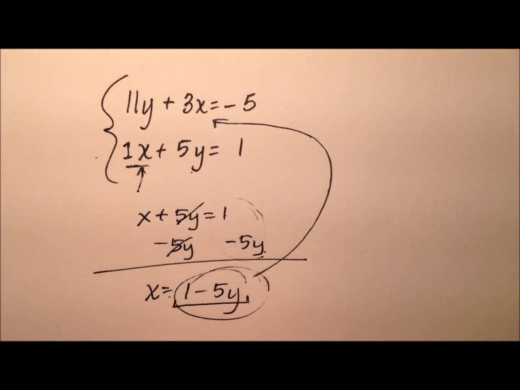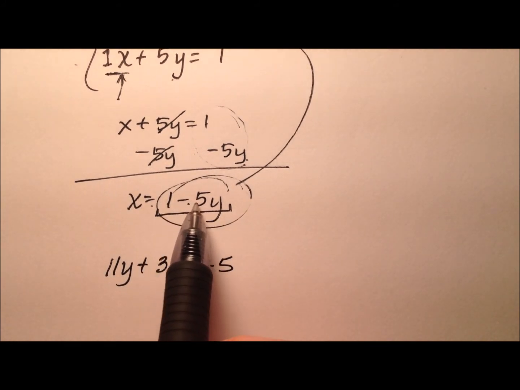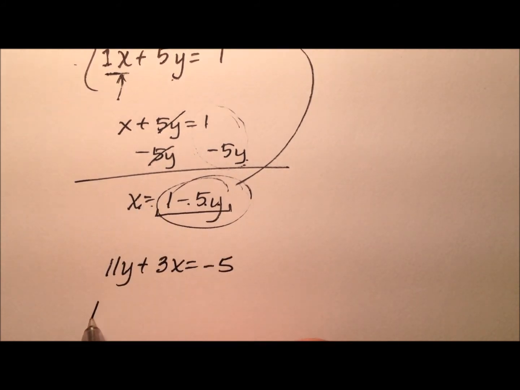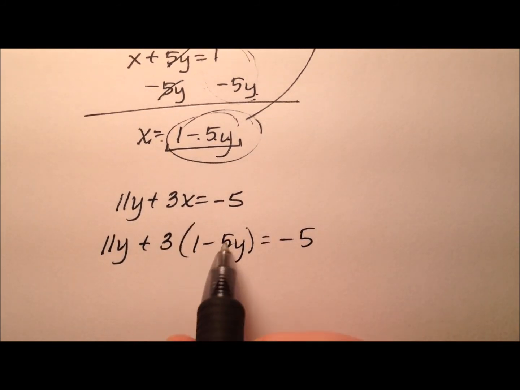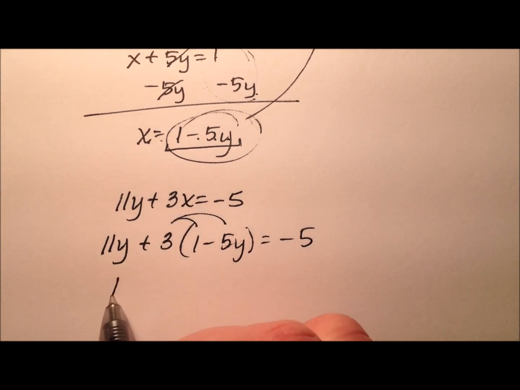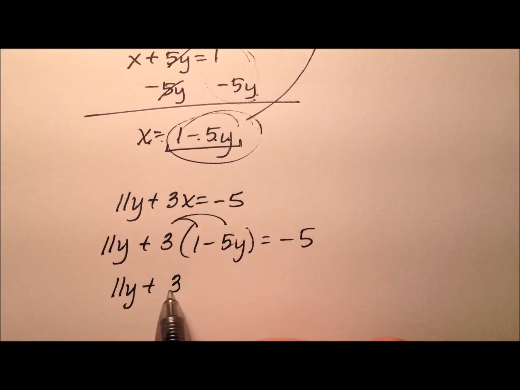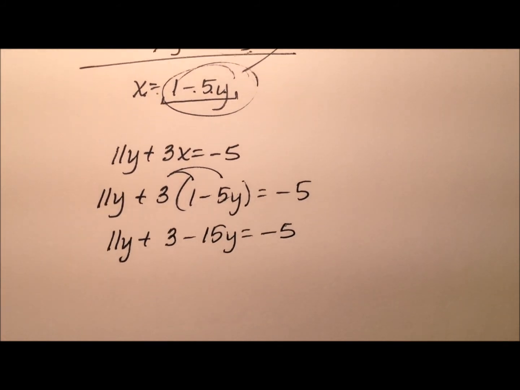All right, so we have 11y plus 3x equals negative 5, and I have that written down here. And we know that 1 minus 5y is equivalent to x. So I'm going to go ahead and substitute that in to x. And when we substitute, we always use parentheses, which now we see will end up being the distributive property. So 11y plus 3 times (1 minus 5y) equals negative 5, which gives 11y plus 3 minus 15y equals negative 5.